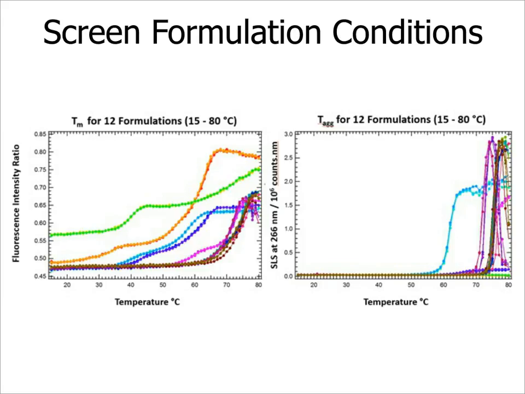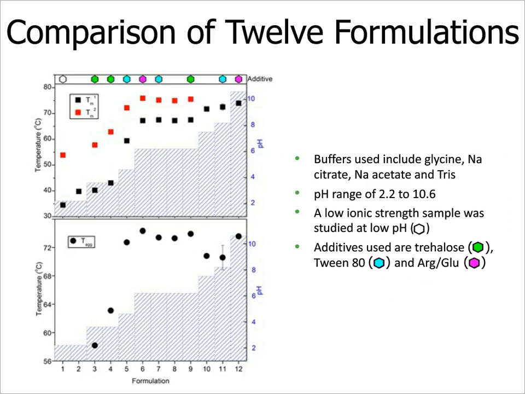So what did we see? Well, what we did was we measured different buffers, including glycine, citrate, acetate, and tris. We measured a range of pHs from 2.2 to 10.6, indicated by the dashed bars on the two graphs on the slide. We measured a low ionic strength sample at low pH. And also we measured different additives as stabilizing excipients, which are typically used in formulation, including trehalose, polysorbate, and arginine glutamate.